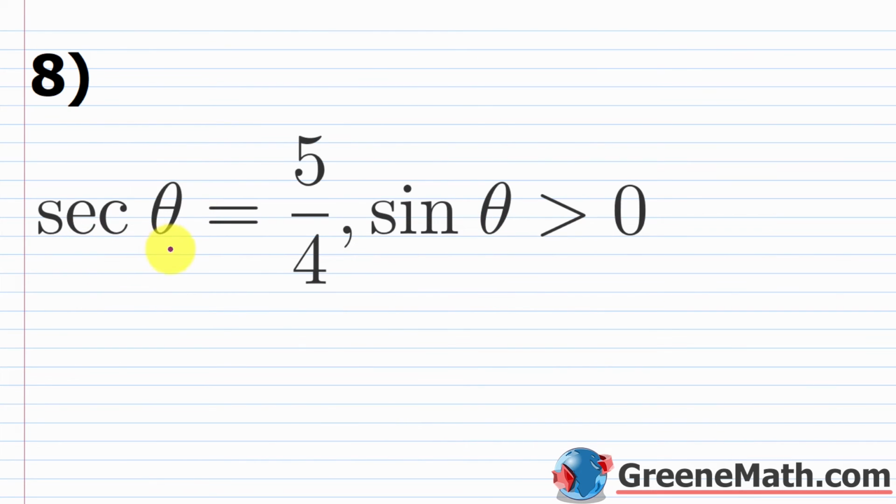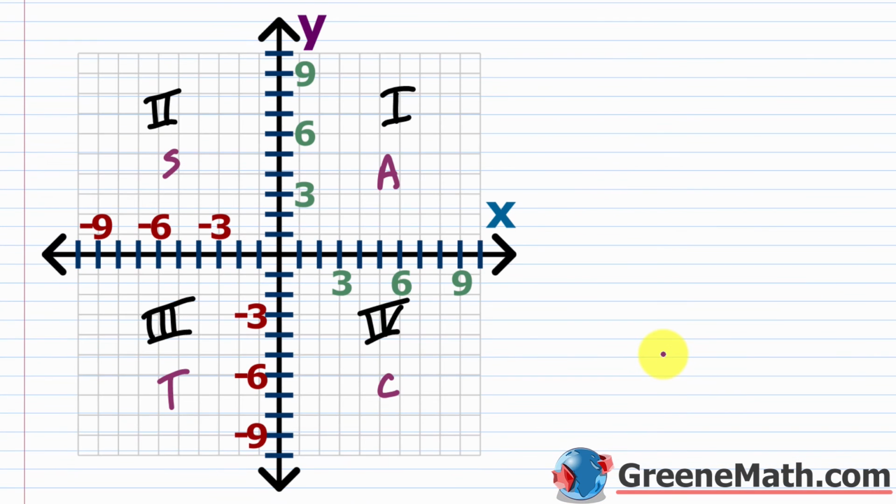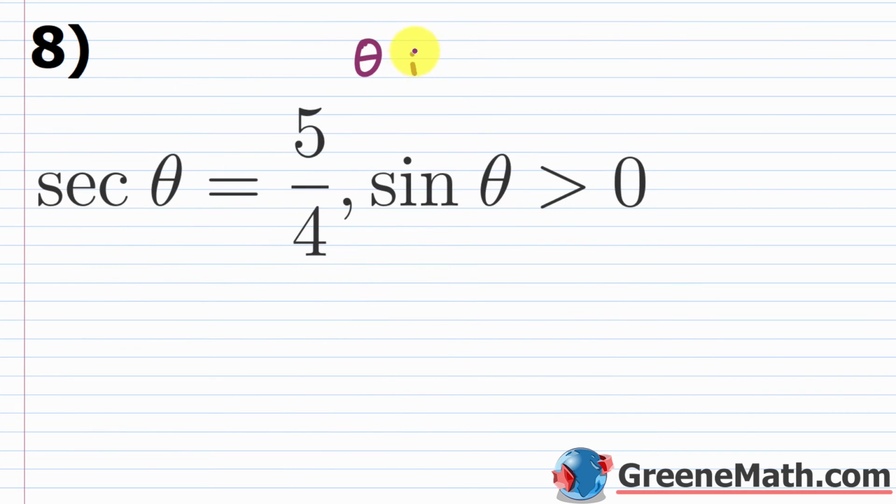So we have the secant of theta is equal to 5/4, and the sine of theta is greater than 0. When we think about the secant of theta, again, that is the reciprocal of the cosine of theta, so that's going to be positive in quadrants 1 and 4. Then the sine of theta is going to be positive in quadrants 1 and 2. So basically, we know we're in quadrant 1. Let me just put here that theta is in quadrant 1.